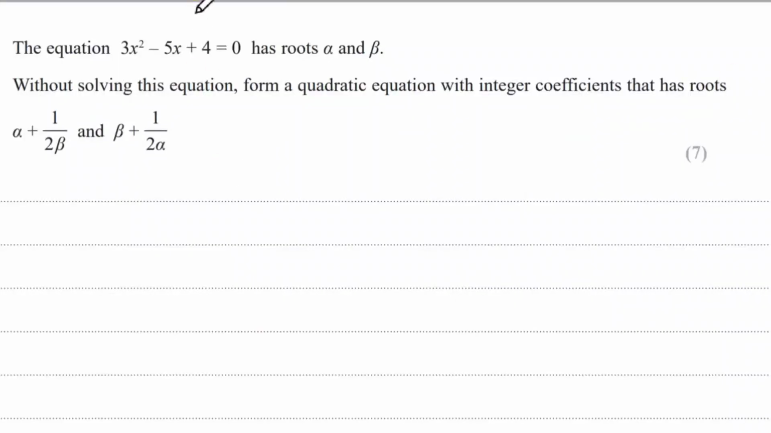So the equation here, which is 3x² − 5x + 4 = 0, has two roots, yeah? Alpha and beta. So what this means, guys, is that if these were just regular numbers like 2 and 3 or 1 and 4, etc., this means that if you factorize this, you get two solutions. The two solutions are the roots, okay?